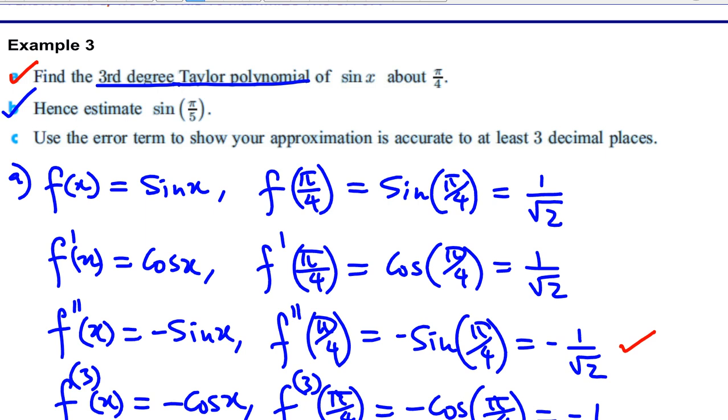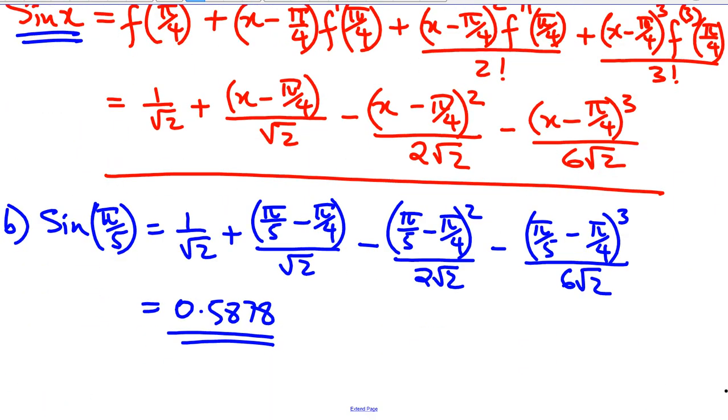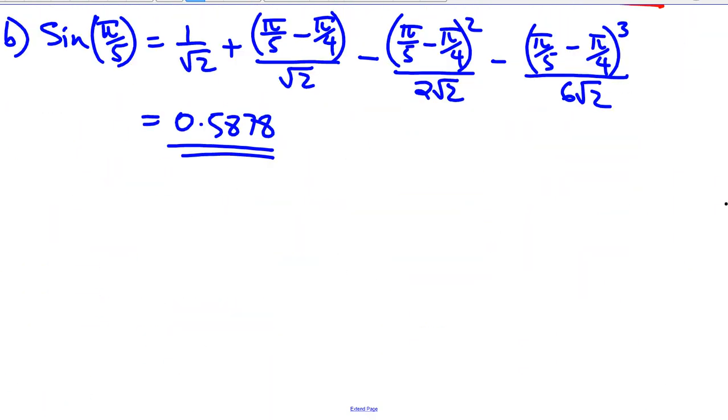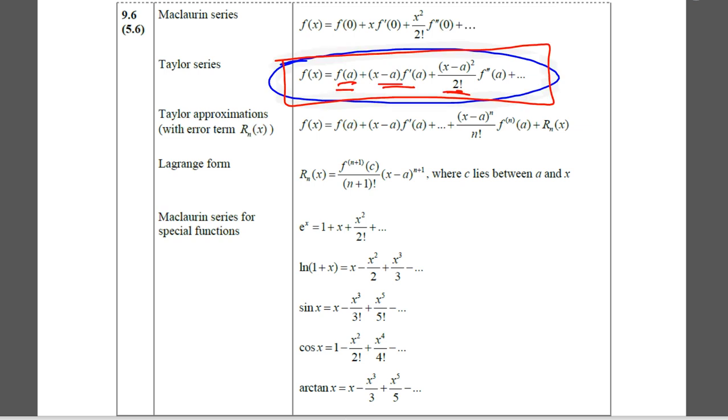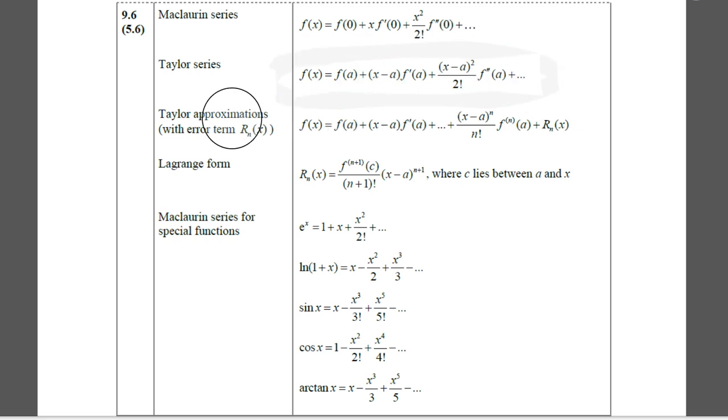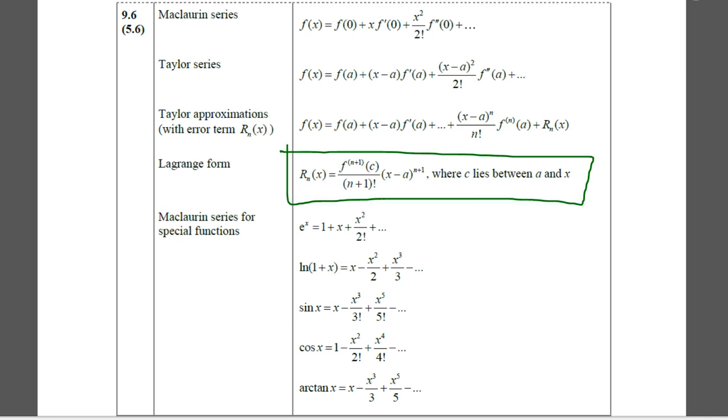Now, part C: use the error term to show your approximation is accurate to 3 decimal places. So what you're going to do is just write the error term down. Now remember, like I said previously, the error term is in your formula booklet, all right? You don't have to cram this error term. You can just use it. Here it is. I use it in a different form. The letters are mixed up, but it's just the same thing.